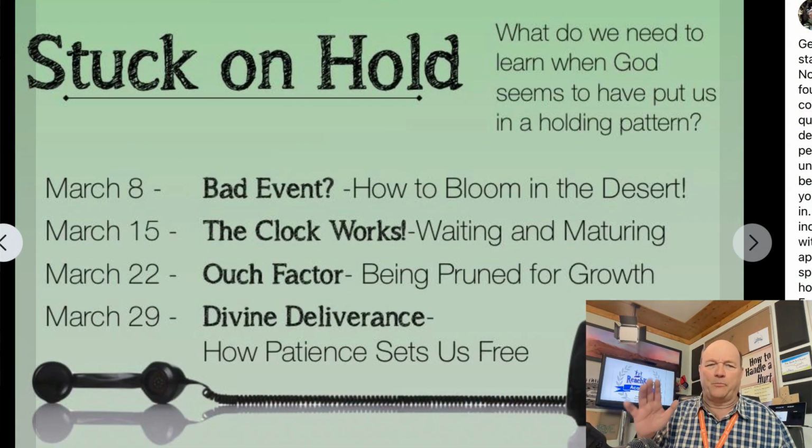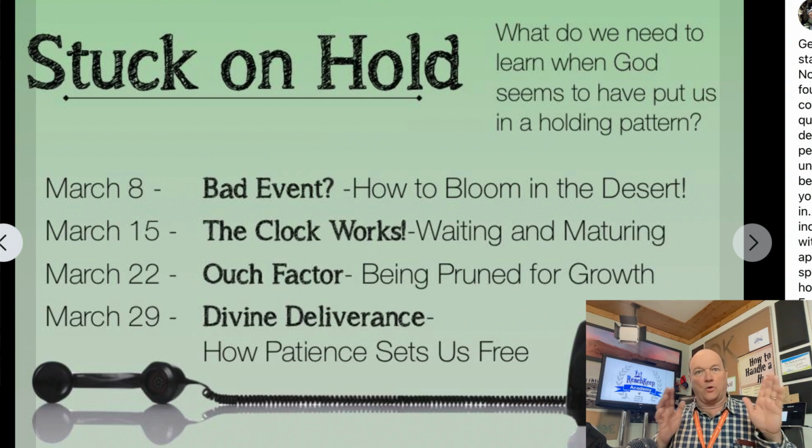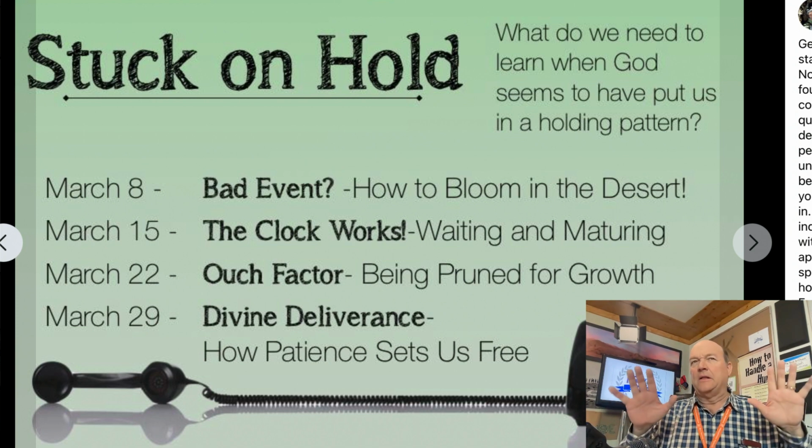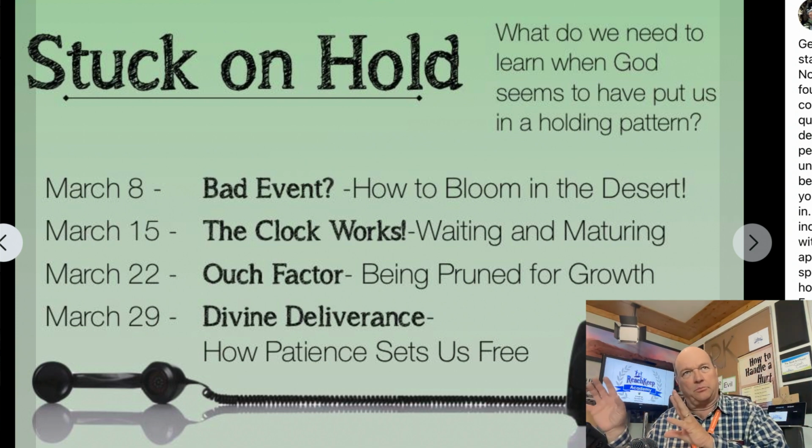This particular one, Stuck on Hold, was teaching through the children of Israel and all the things they went through. So here are the titles, and they kind of resonate. The first one was called Bad Event, with a question mark. Lots of times using a question mark there is like, yes, that was me, I had a bad event. And it says How to Bloom in the Desert. So it creates a contrast right away: there's been a bad thing, but you can bloom. My life needs to bloom. I'm in the middle of bad. So people can resonate with that. The first one was Bad Event, How to Bloom in the Desert.